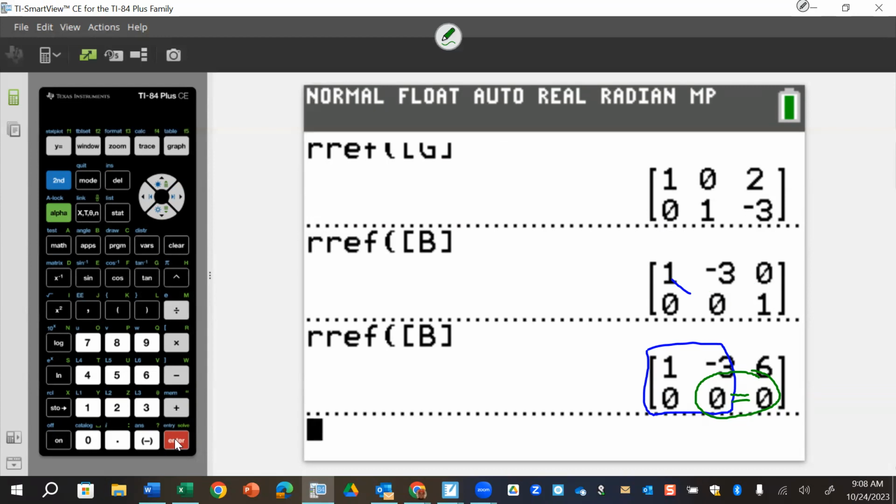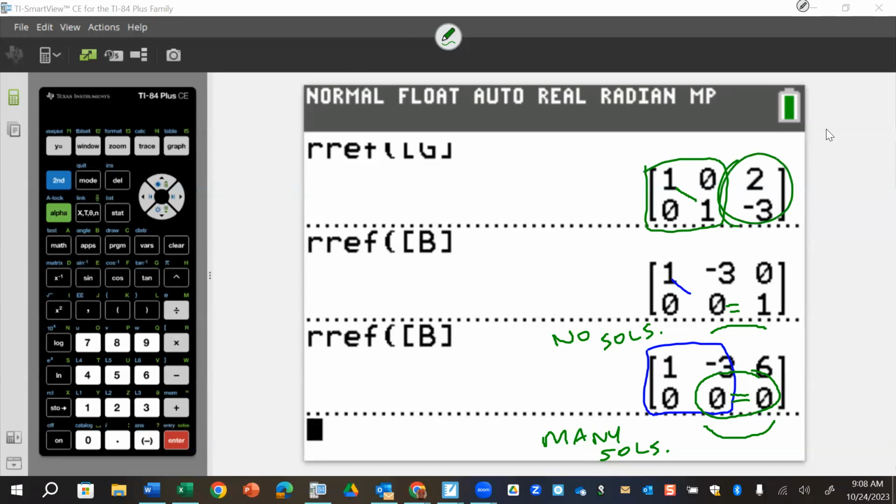No, but you're supposed to compare the bottom two numbers. Does zero equal zero? We said yes. That means many. But what if it had said this? Does zero equal one? No. Guess what that means? No solutions. So here they are, all three possibilities. If you see the identity matrix, those are your answers. And if you don't, you just got to compare the bottom corner. And it's either a true statement or a false one.